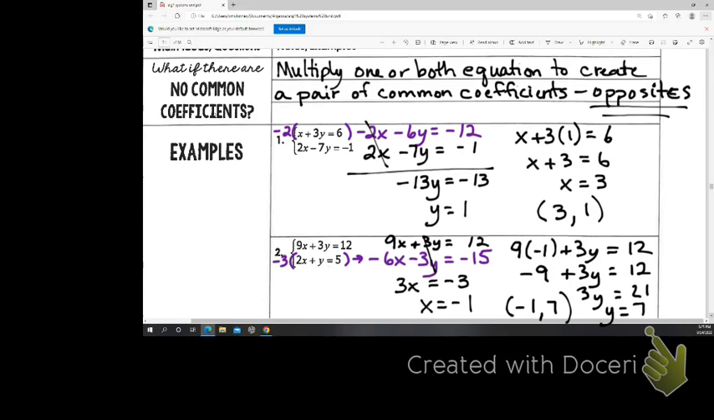2 times -1 is -2. Plus 7 is 5. So in case you're not sure what I'm doing there, I just put both numbers into that second equation to check to be sure that it's right. And I just kind of ran that through doing some mental math.